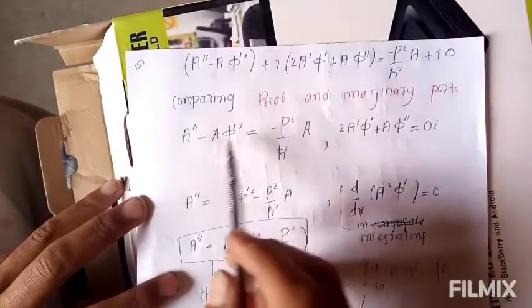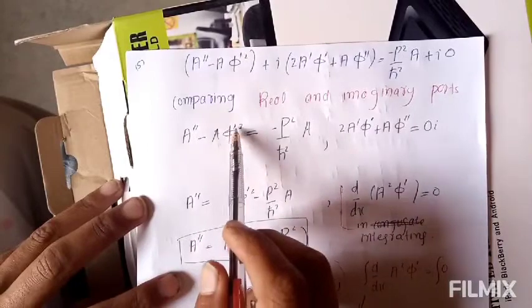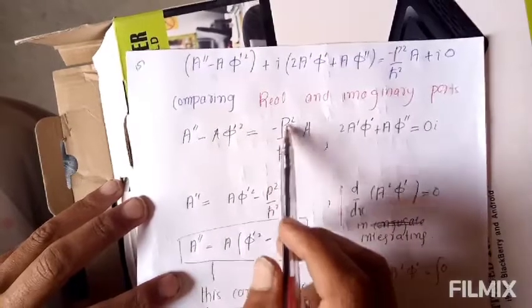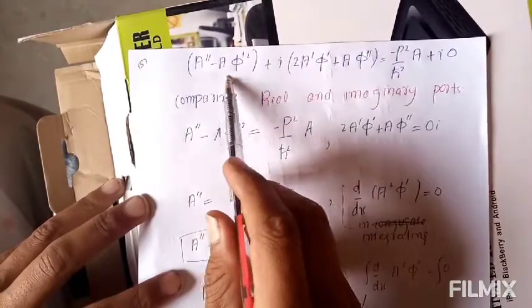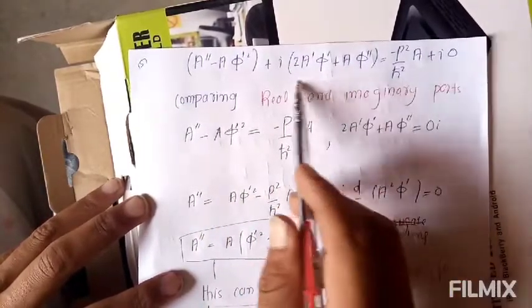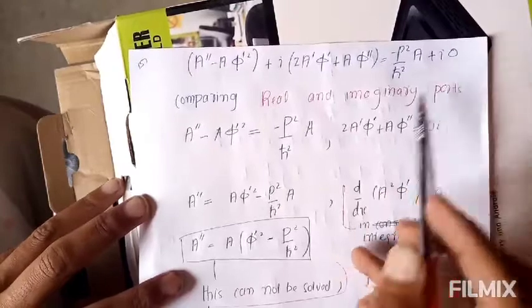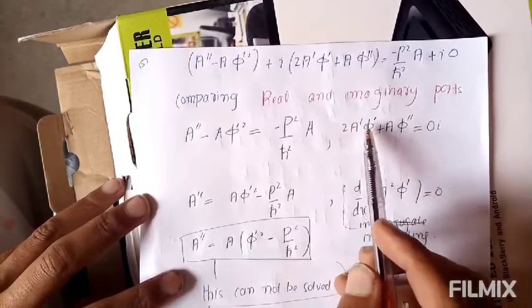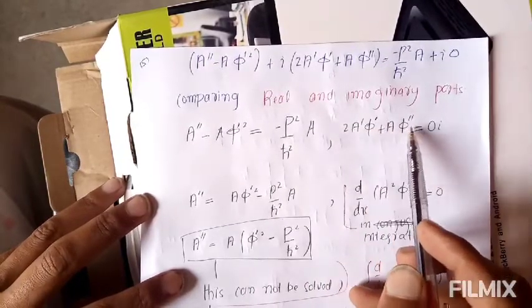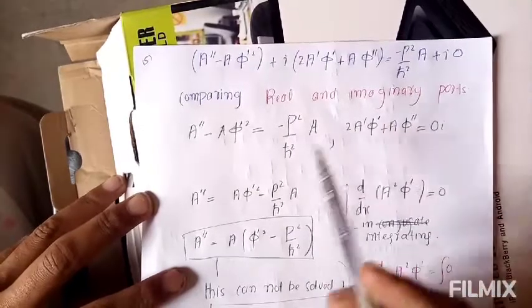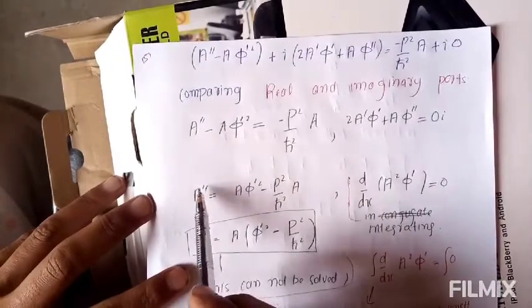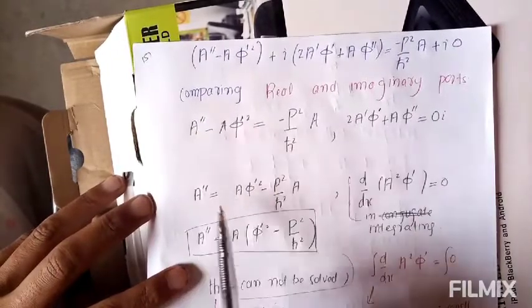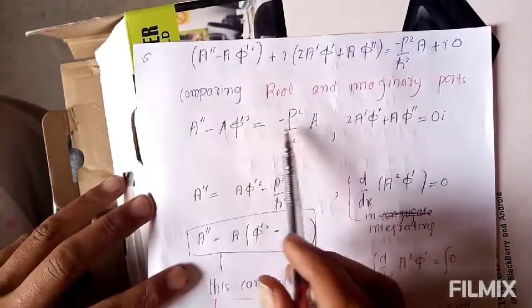So by comparing, a double dash minus a phi dash square is equal to minus p square over h cut square into a, and this is compared to this one, and this will be compared to 0. So it will be a dash phi dash plus a phi double dash is equal to 0. So I already compared. So now come to this one, to find the a double dash, we will take this.